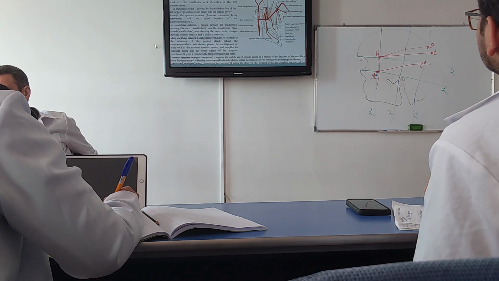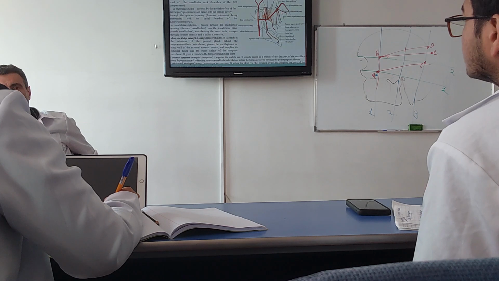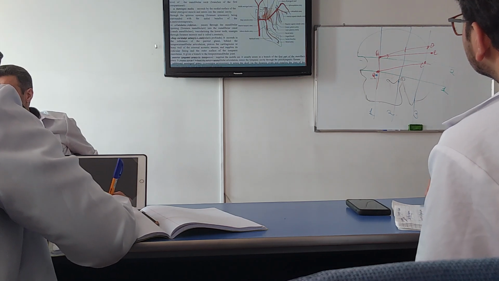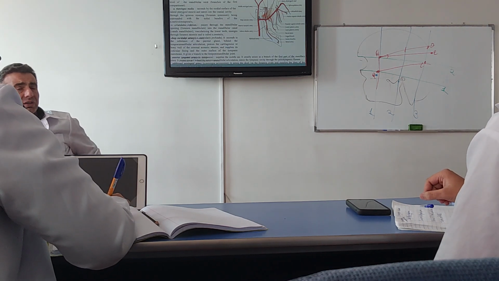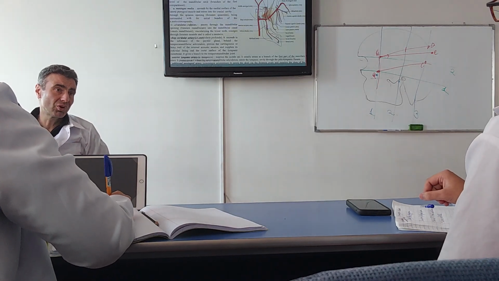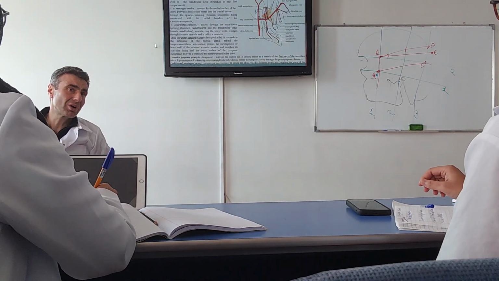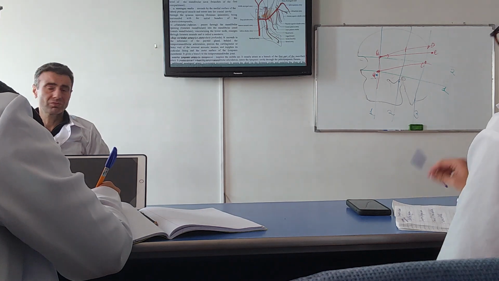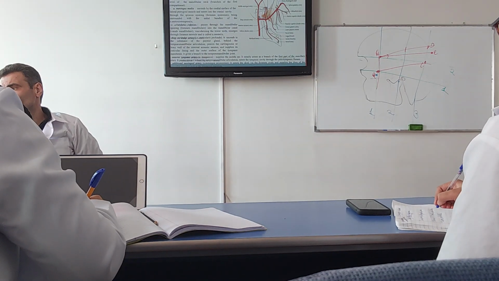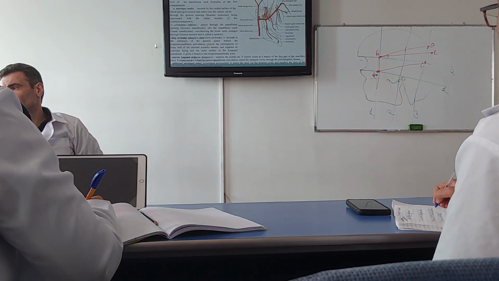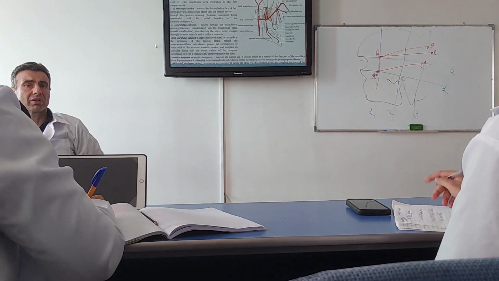That is the fossa pterygopalatina, and this is the portion according to fossa pterygoid. Let's start from the first portion. In the first portion, you can find 4 ascending and 1 descending branches. Good. 1, 2, 3, 4, and only 1 descending.